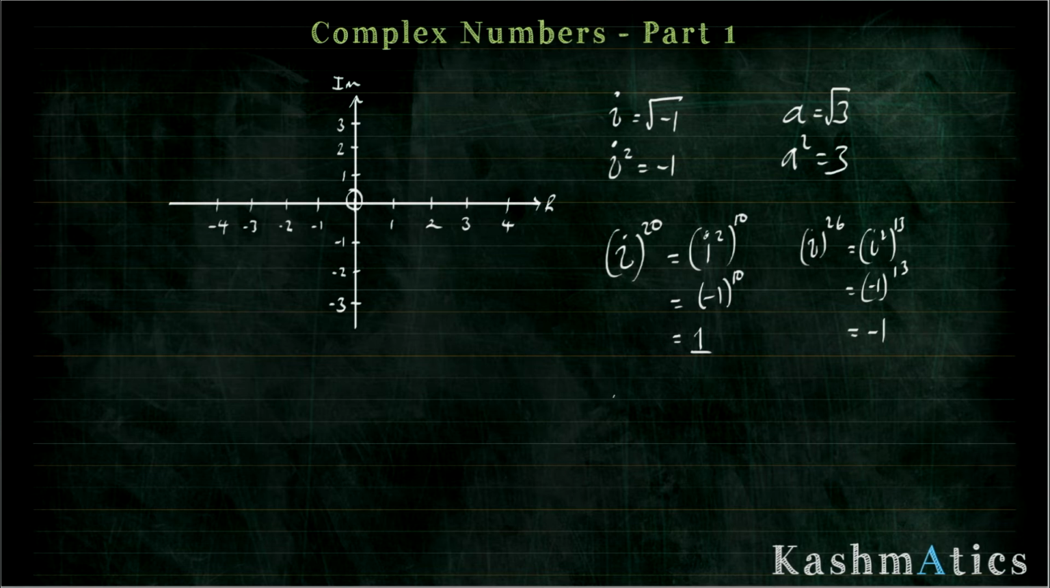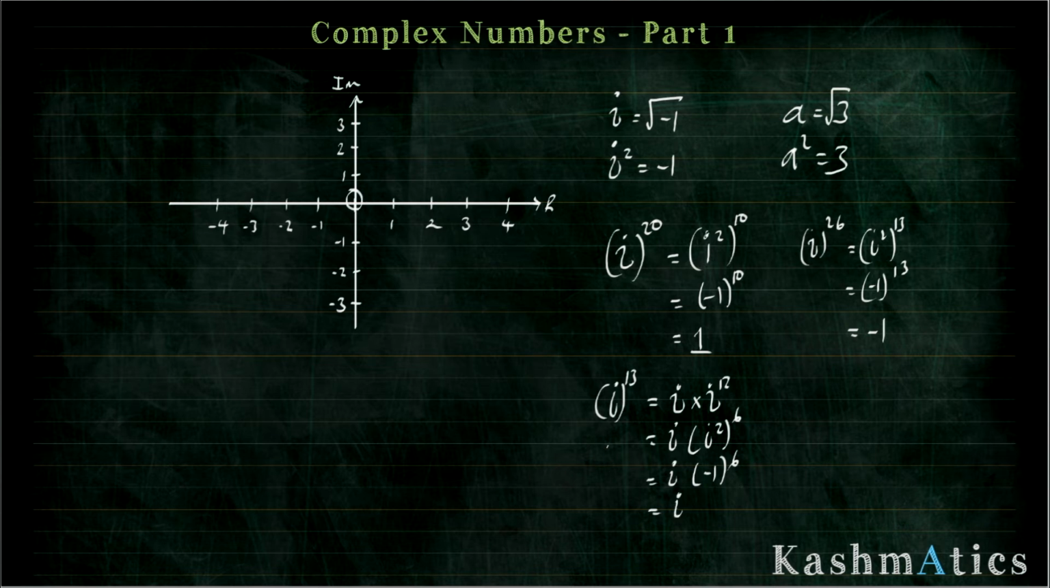Let's say we had something like i to the power 13. Okay, now the way I'd split that up is i multiplied by i to the power 12, which is i multiplied by i squared to the power 6. So that is i multiplied by minus 1 to the power 6. Now, because minus 1 to the power 6 is going to yield a positive number, it'll be a positive 1, the answer to this is i.